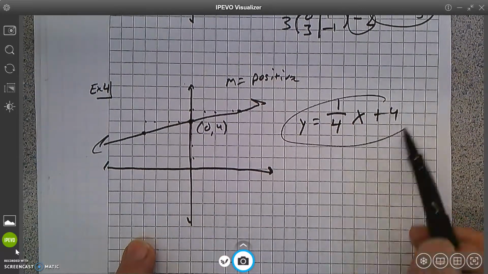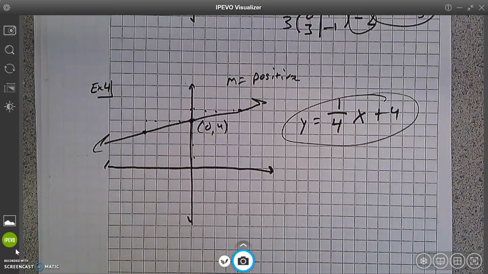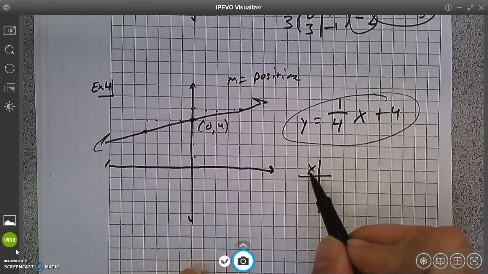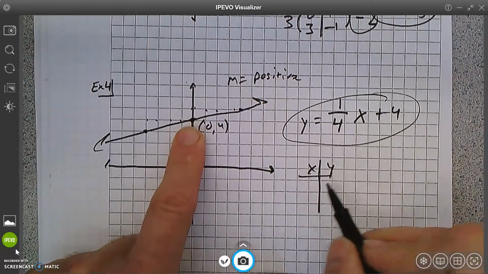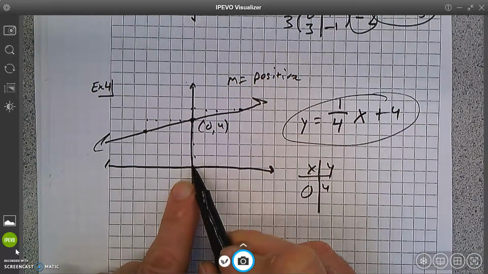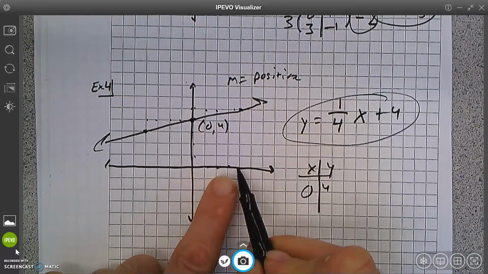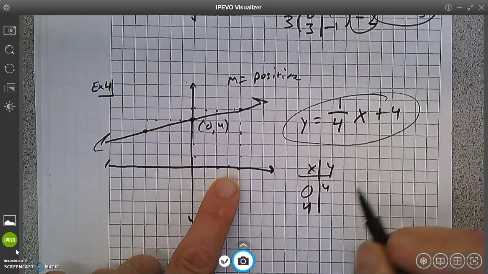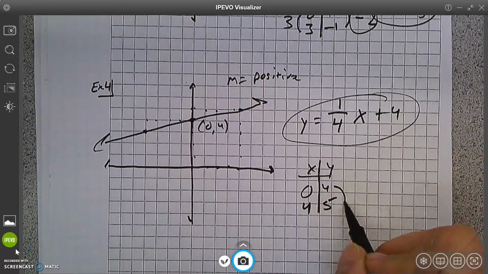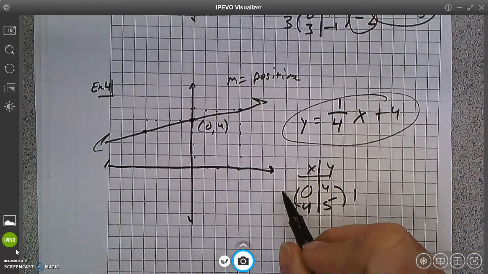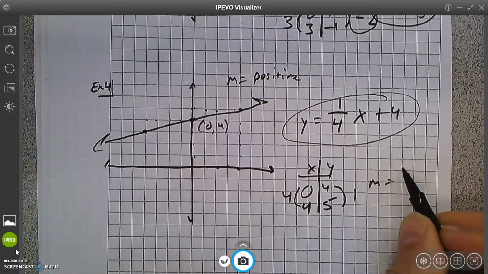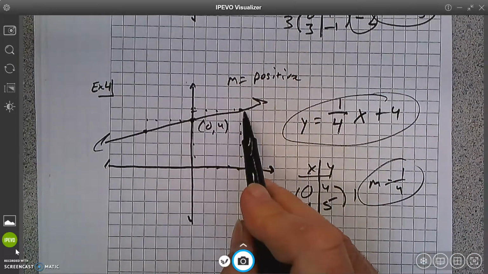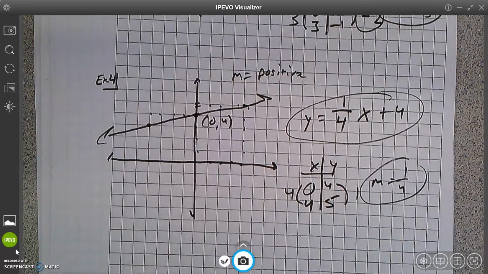So I did the whole thing without my chart. But let's do the chart just to check our slope. So 0, 4, I wrote that already. This point is 4 on the x and 5 on the y. So change in y is 1, change in x is 4. So I get 1 over 4, which is the same thing I got when I was counting. Up 1, right 4. Got it. Good work.